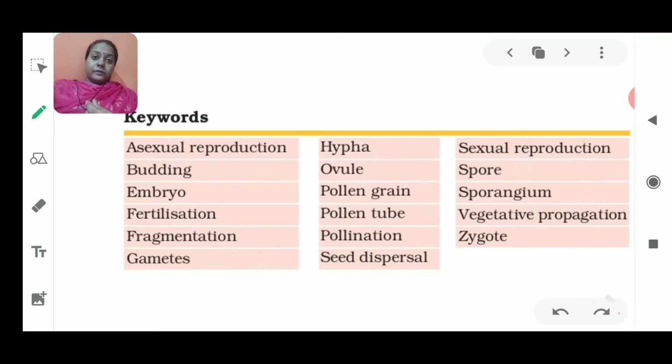We have discussed reproduction, the meaning of the term, and then we have also discussed the concept and the different types of reproduction. There were mainly two types of reproduction in plants, that is the asexual and sexual mode of reproduction.